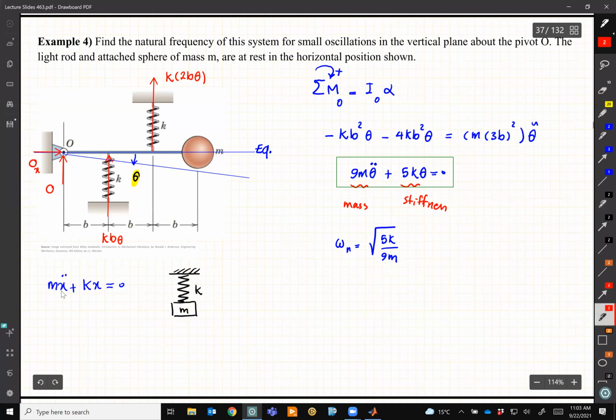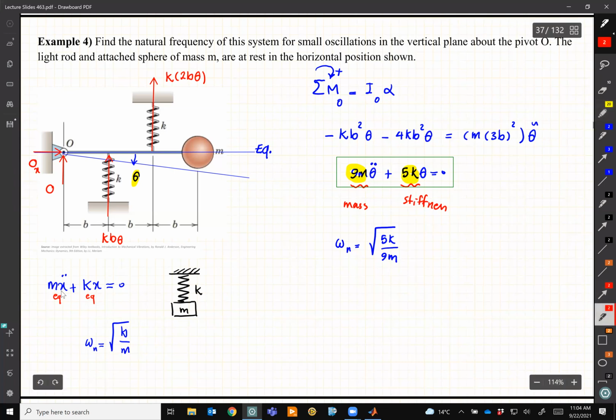And some people prefer to use m equivalent and k equivalent here, like equivalent mass and equivalent stiffness for any other system. In that case, our natural frequency is the square root of k over m. And as you saw in this example, 9m is the mass of this system, and 5k is the stiffness of this system. So whatever is the coefficient of x double dot or theta double dot is the mass of the system, and whatever is the coefficient of the variable, here theta, is the stiffness of the system. Based on that, we managed to find the natural frequency, which is the square root of 5k over 9m.